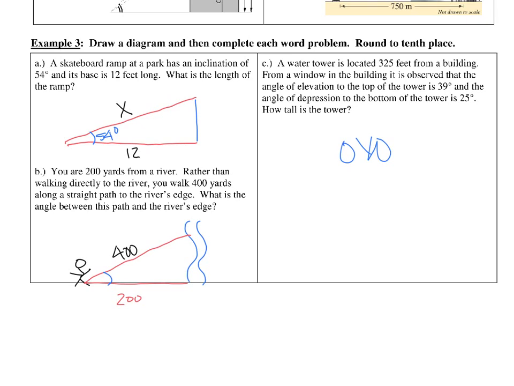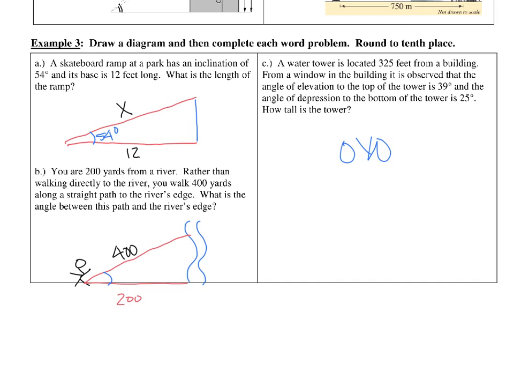All right, so now you're given a word problem and you actually have to draw the picture, and we're going to round to the 10th one we're solving here. So here I have a skateboard ramp at a park, and it has an inclination, so that's an angle of elevation, of 54 degrees. As you can see, I've already drawn it. And its base is 12 feet long. The question is, how long is this ramp?